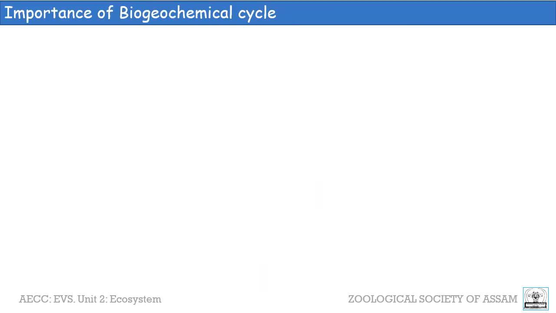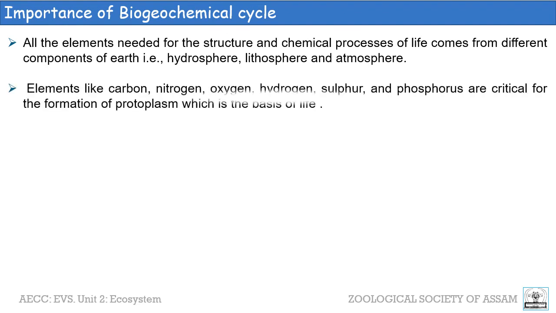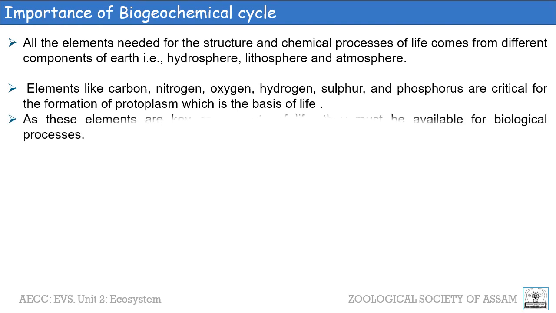Importance of the biogeochemical cycle. All elements needed for the structure and chemical process of life come from different components of Earth, that is hydrosphere, lithosphere, and atmosphere. Elements like carbon, nitrogen, oxygen, hydrogen, sulfur, etc. are critical for the formation of protoplasm, which is the basis of life.